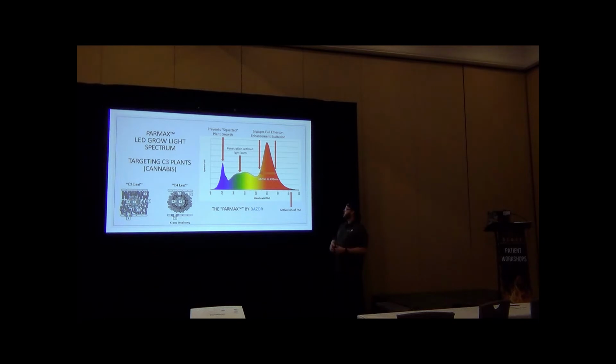And then your red here, on some spectrums, you'll notice that it just peaks directly at 660. With our spectrum, it actually starts at 642 all the way out to 692, which increases that Emerson enhancement effect on the PAR max. And then the green is minimized so that it doesn't cause light burn.